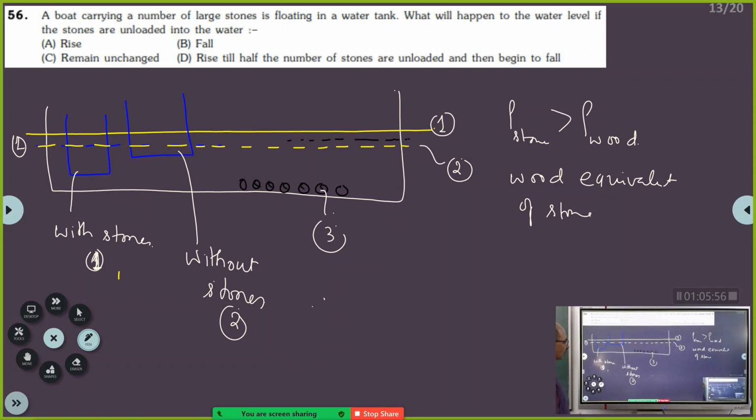Now I have removed all the stones. Then what happens? The boat will come up, and the level of the water will come from 1 to 2. Agreed? I have removed the stones, so the level of the water will come down because the boat goes up.